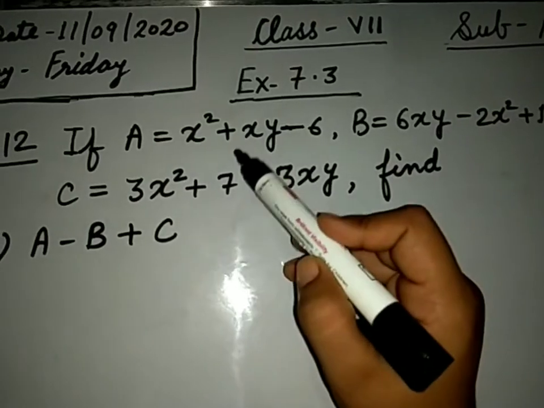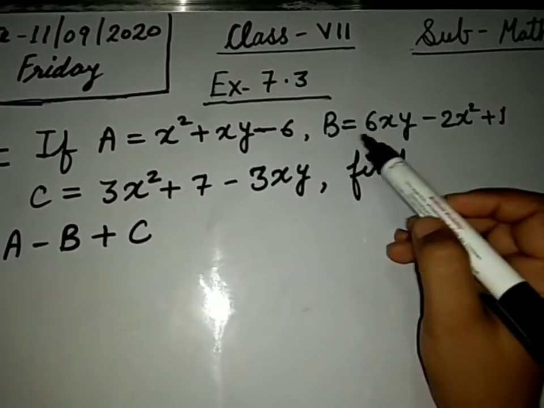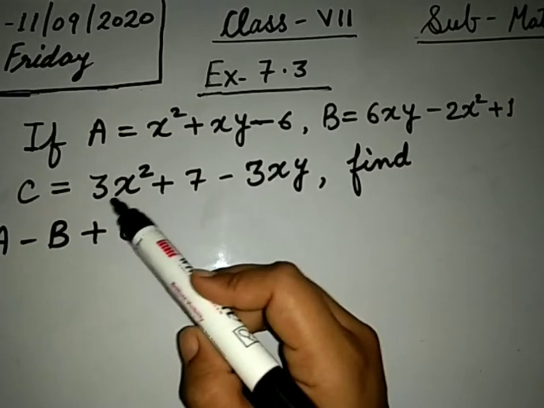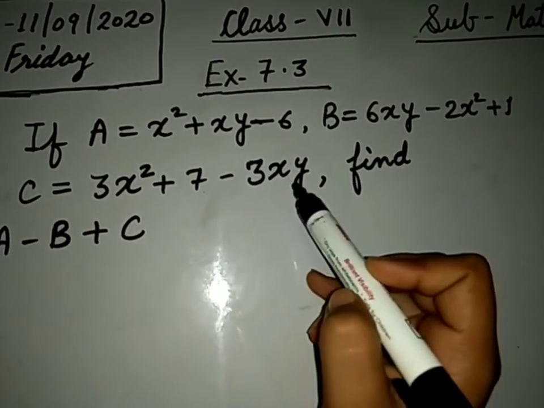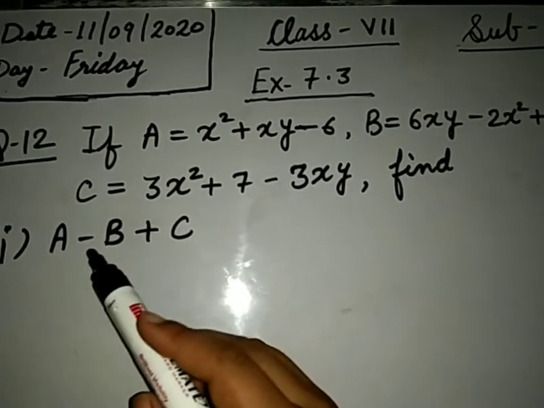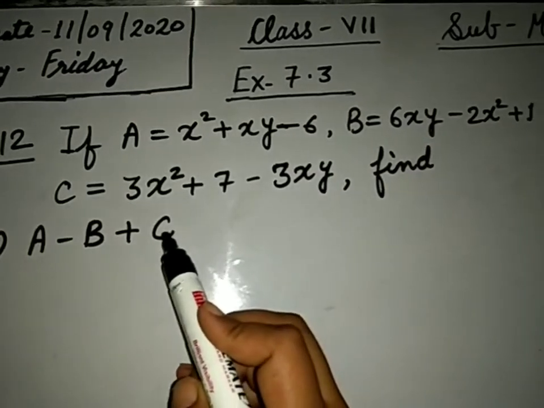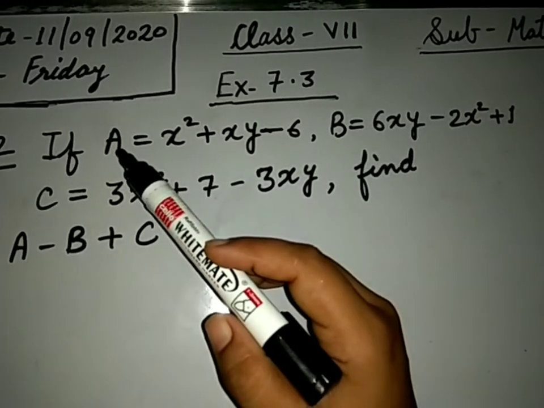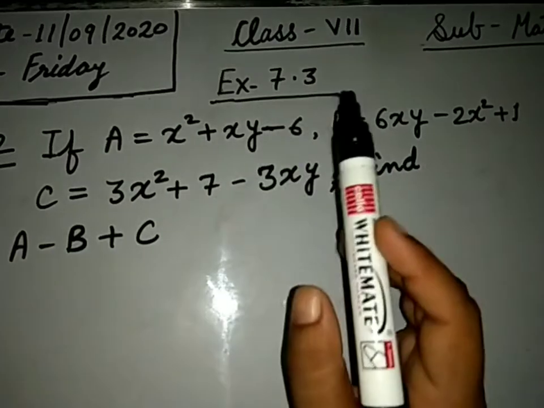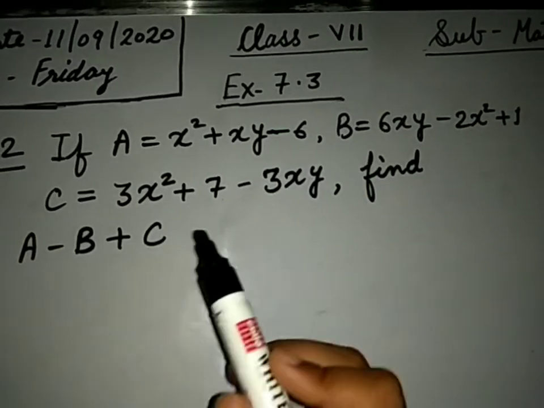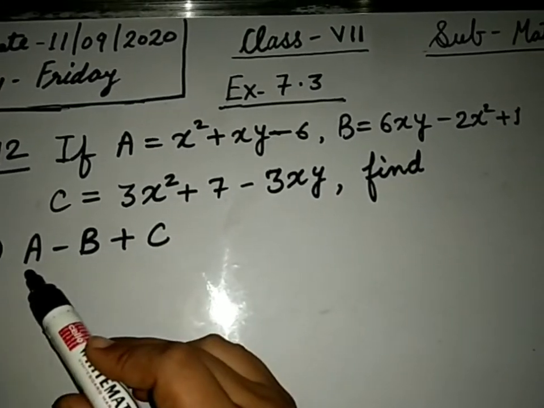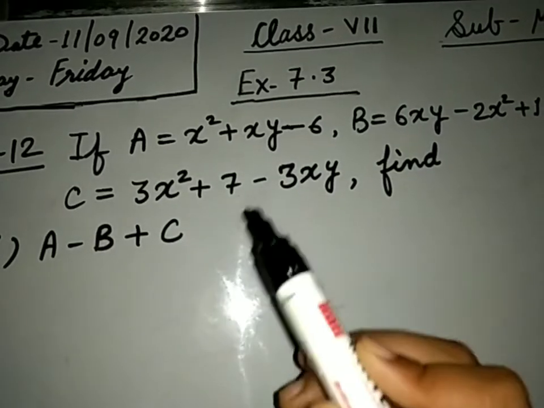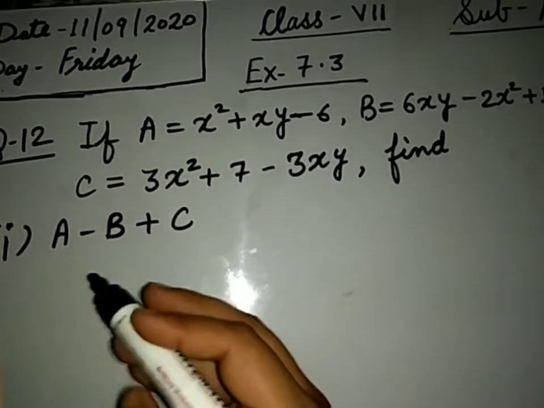A equals x square plus xy minus 6, B equals 6xy minus 2x square plus 1, and C equals 3x square plus 7 minus 3xy. Then you have to find the value of A minus B plus C. Students, in this question values of A, B and C are given. So it is clear that we have to put the values which are given in the question in this expression. Okay, so let's put the values.